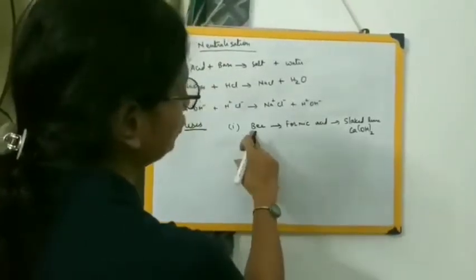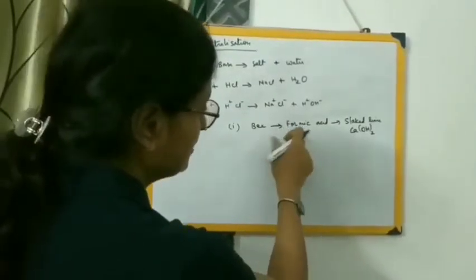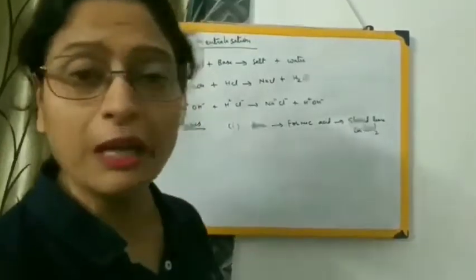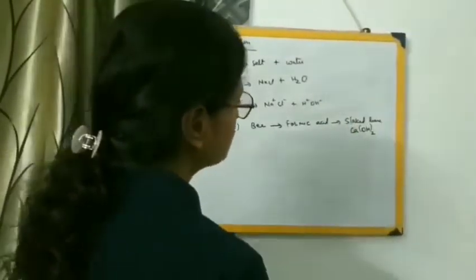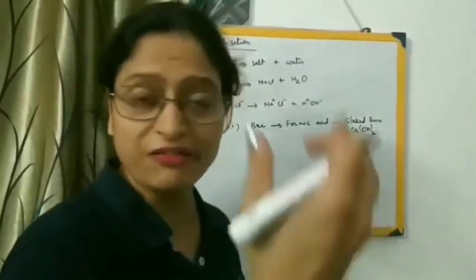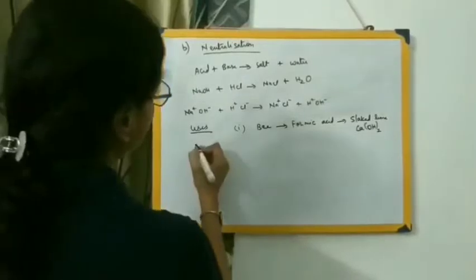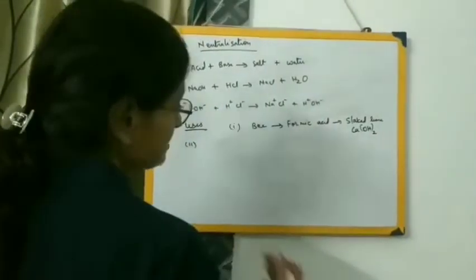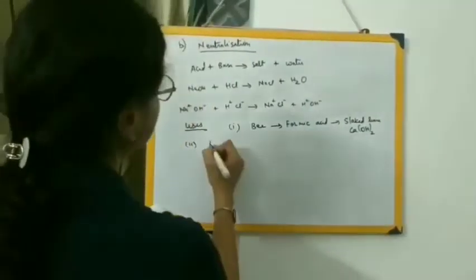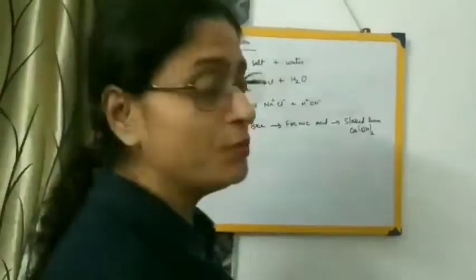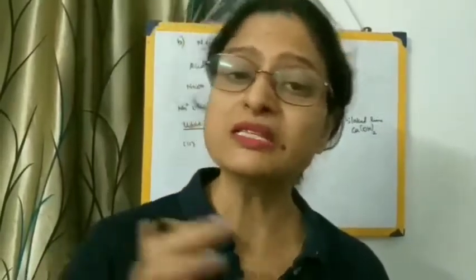A bee is injecting you with an acid due to which you feel the pain. And if you apply a base to it, the effect of the acid will be neutralized. The effect of the acid will be decreased, due to which you are relieved. The second application: in our stomach we have hydrochloric acid, that is HCl. When we eat too much heavy, oily food, the amount of hydrochloric acid in the stomach increases. Then you feel discomfort or pain in the stomach.